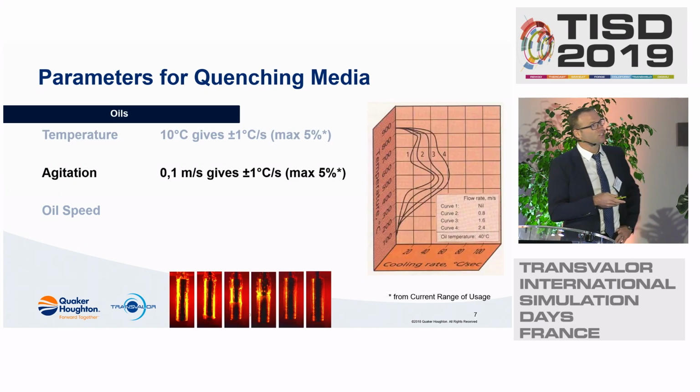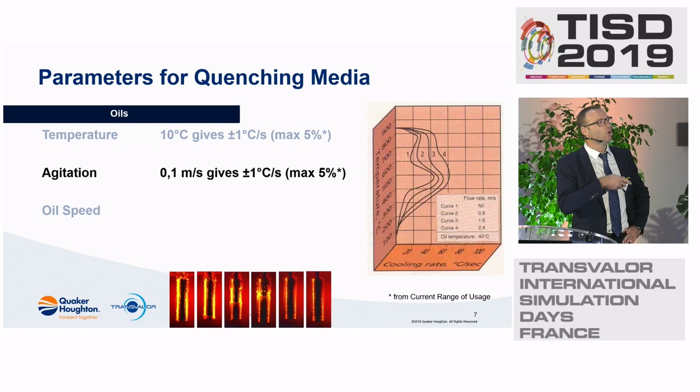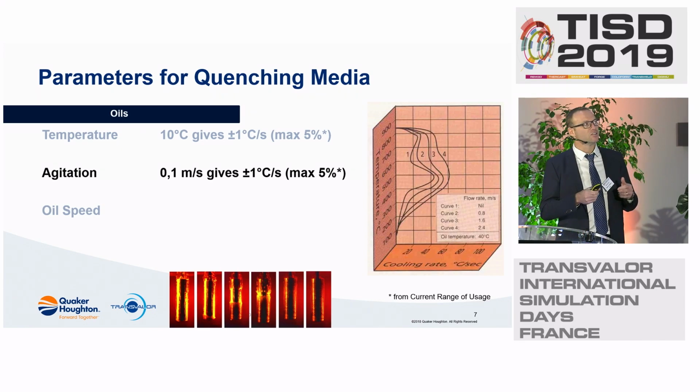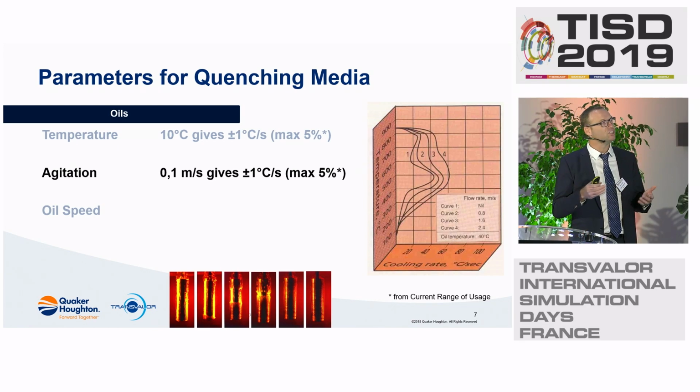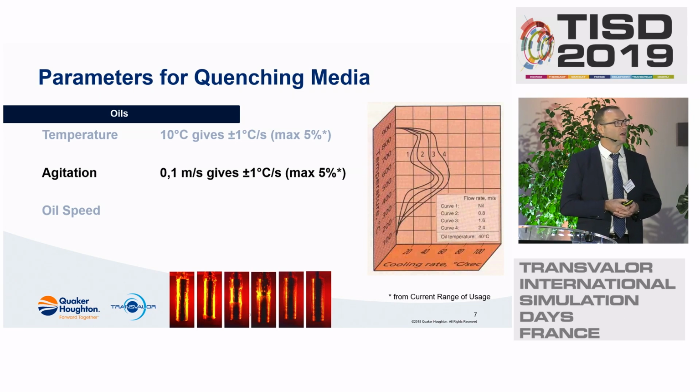The same with agitation. We used our database with all the quenching oils that we had, and based on this database, we can say that when the agitation changed from 0.1 meters per second, it gives a difference in cooling speed of 1 degree per second, which is not a big difference. So that's why we know that sometimes there's not a big agitation, or even sometimes no agitation inside the quenching bath.